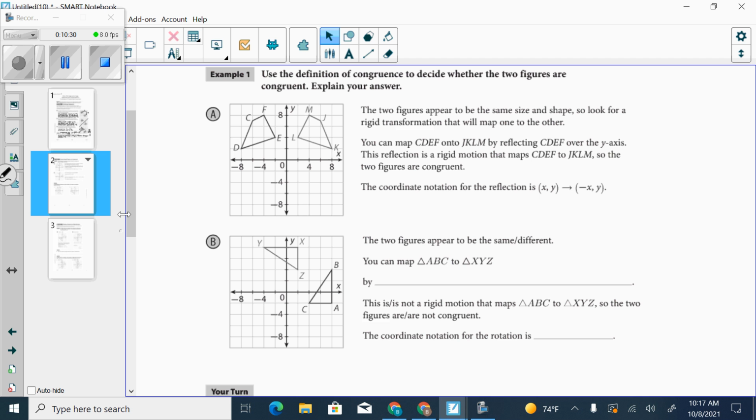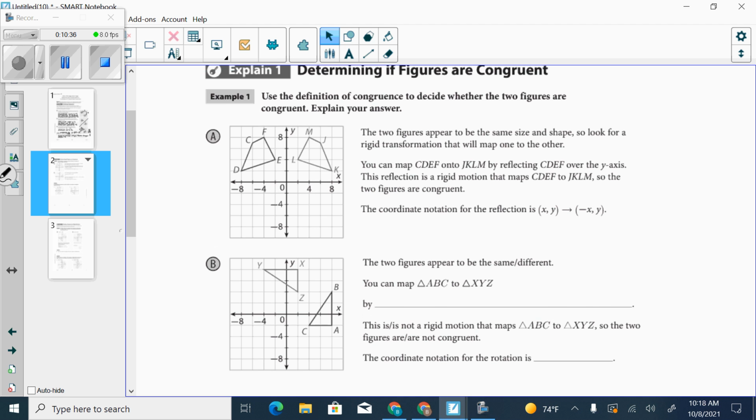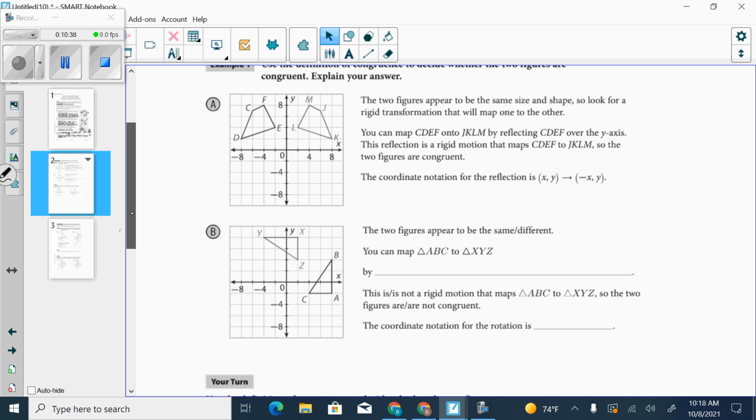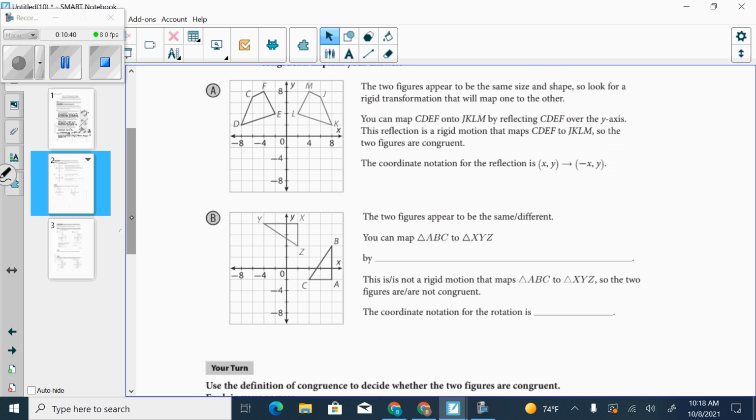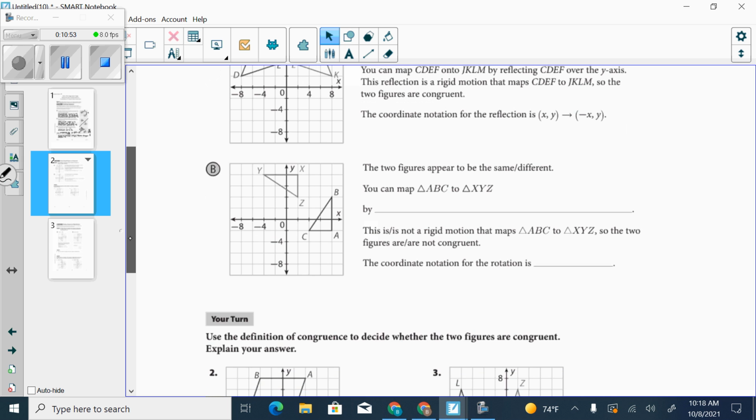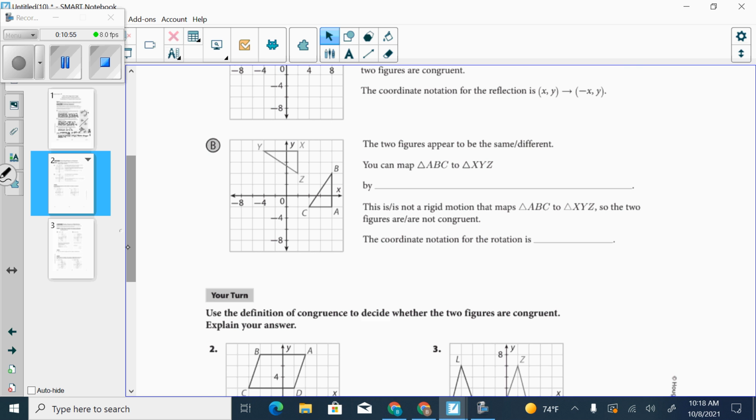For this one, they said you could map this one to this one by reflecting it across the y-axis, so the two figures are congruent. The coordinate notation that would show that, if you reflect across the y-axis, would change the sign of x. So we're going to have to do something like this: come up with what transformation is happening to prove that these two are congruent.